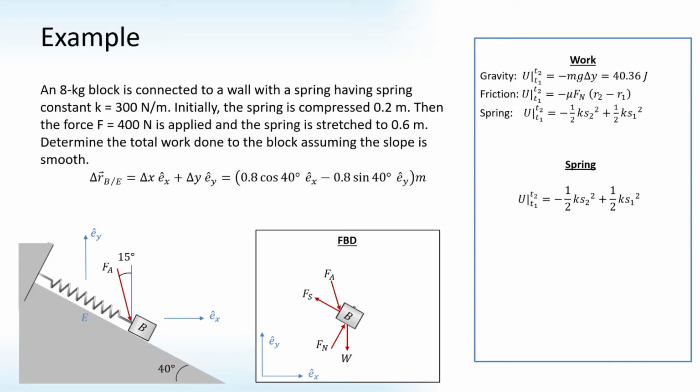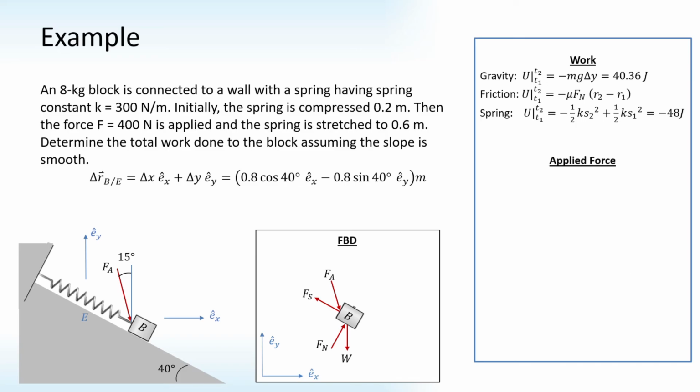For the spring, we start with a known expression, then plug in values. Here, we know that K is 300 newtons per meter. The final position of the block is 0.6 meters, and the initial position of the block is negative 0.2 meters. It might be bothering you that we're not working in the EX or EY directions here. If so, recall that the work done is a scalar that depends on the displacement in the direction of the force. Since the displacement is aligned with the force vector in the case of the spring, we don't need to worry about the horizontal and vertical directions. And we find that the work done by the spring is 48 joules and it opposes the direction of motion.